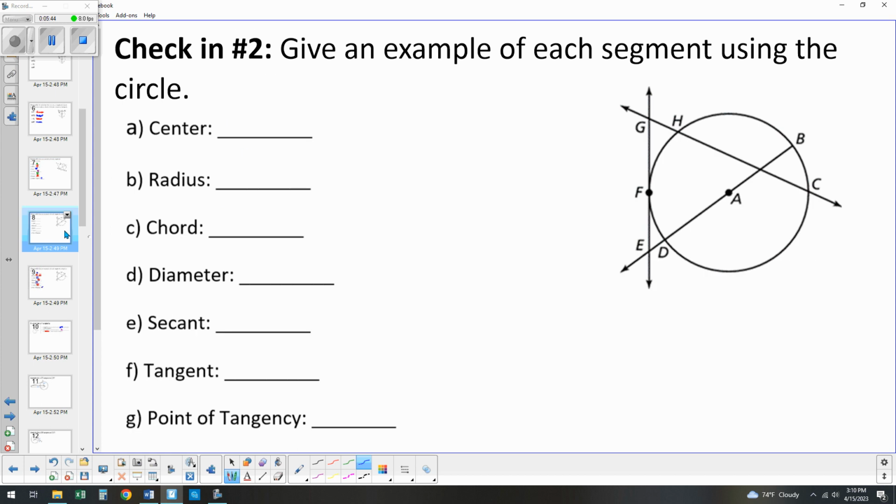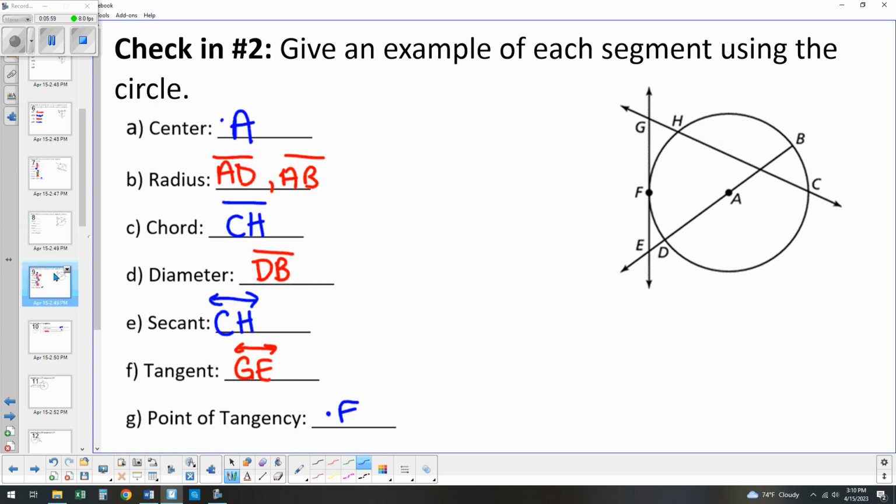So go ahead, try the next one, pause. When you're ready to see the answer, hit play. All right, so the center was point A. There were two radii, so either segment AD or segment AB. Chord, I have segment CH. A diameter, I have segment BD or DB. The secant, I said line CH. We also probably could have said line BD. The tangent, line GE. You could have called it GF or FE. That's fine. And the point of tangency was point F.